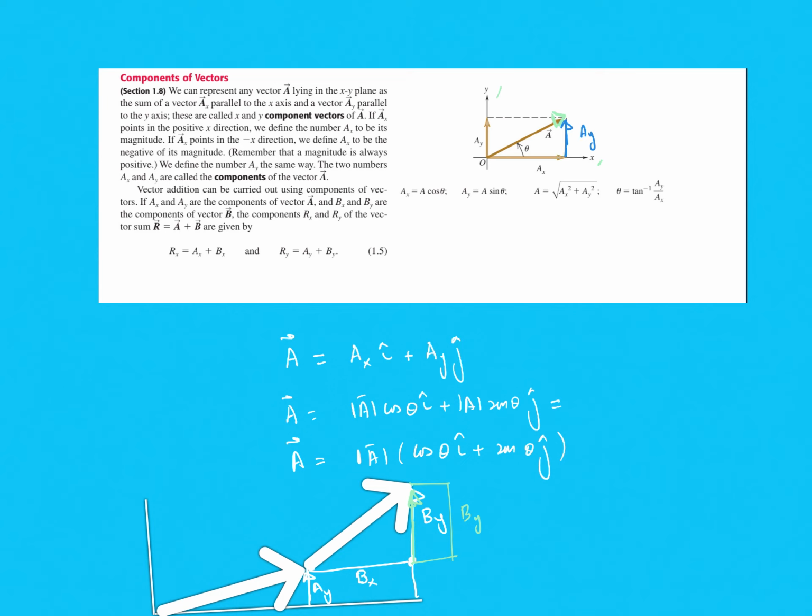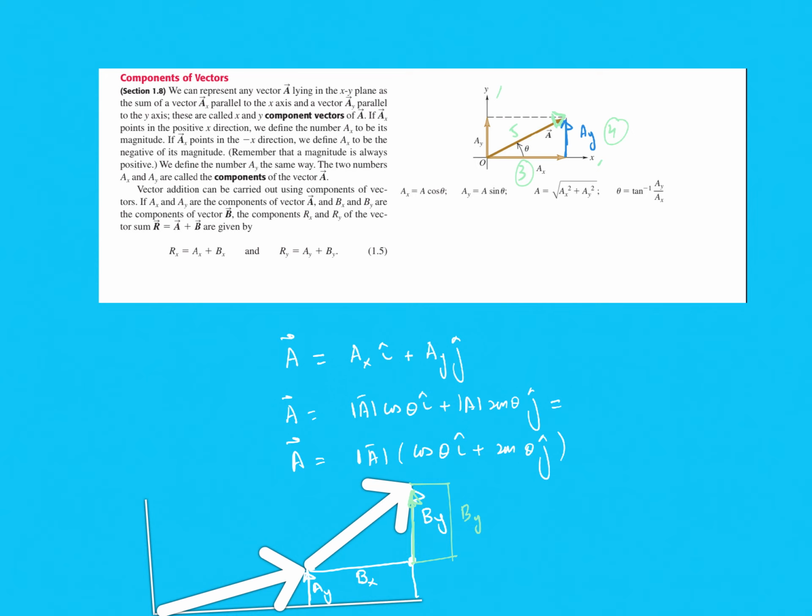Okay, let's do it like this. Let's say that the length of this is 5, the length of this is 3, and the length of this is 4. So the question about components, find the components of the vector, means write the vector in a way that says how much exists of the vector in the x direction and how much exists in the y direction.